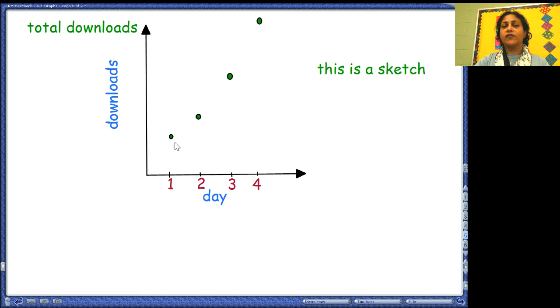And I have a discrete graph here because the information is based exclusively on day 1 and day 2 and day 3. So we don't know exactly what is going on in between, so we just plot the individual points, making this a discrete graph.